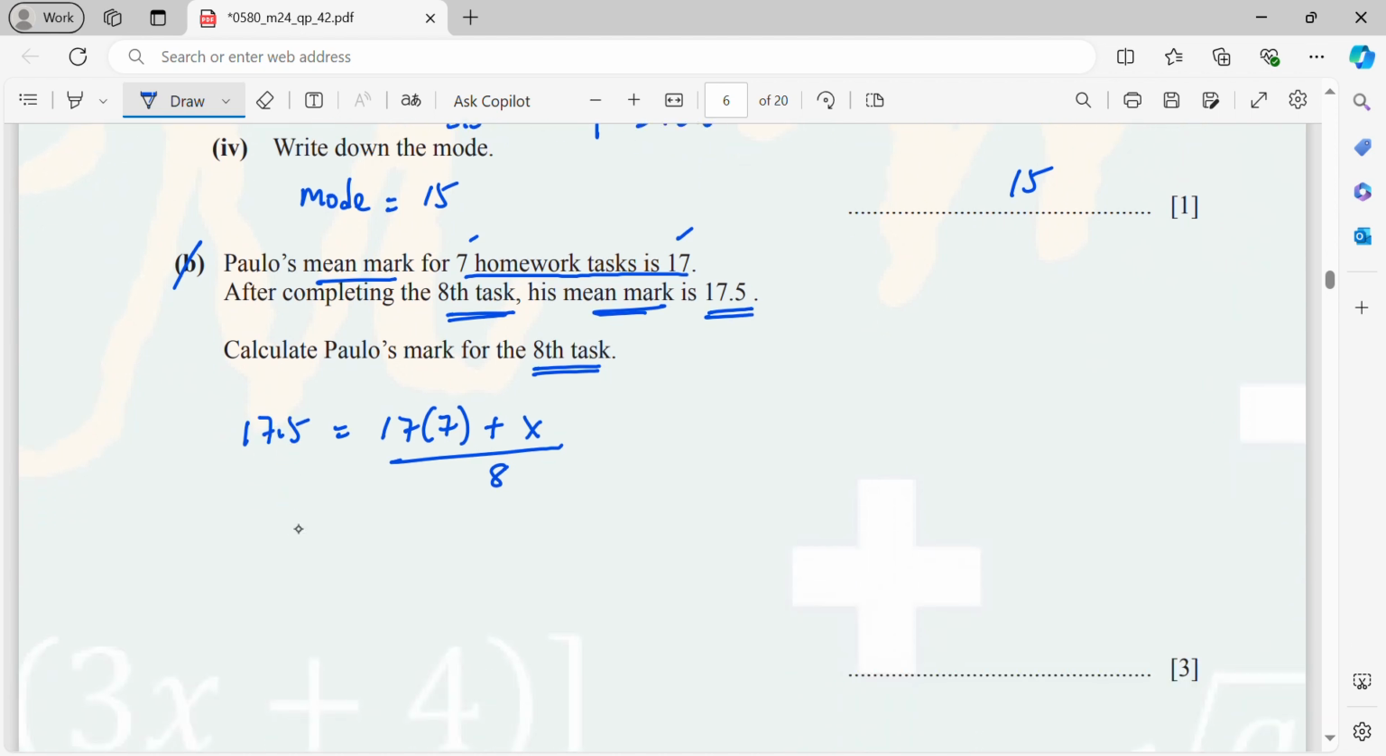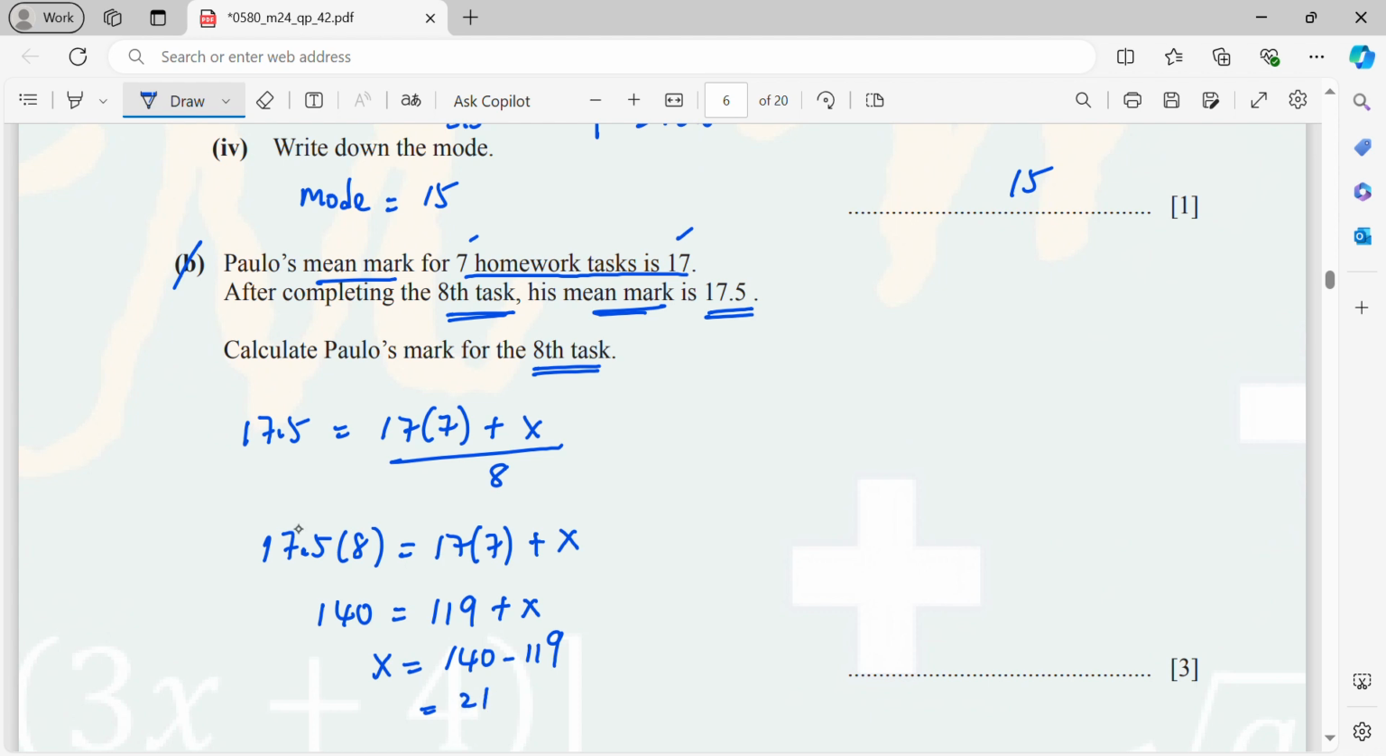So now to get the x, the 8 moves up. So 17.5 times 8 equals 17 times 7 plus x. So for the left hand side, when you calculate, that is 140. Then for the right hand side, 17 times 7 is basically 119. Then you add the x. So at last, your x is 140 minus 119. That is going to be 21. So that is the solution for part B.